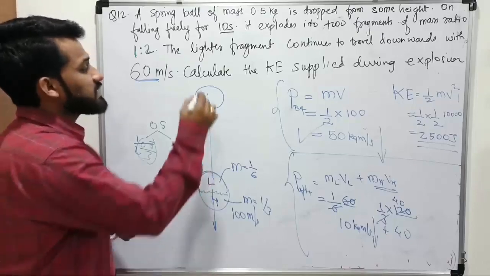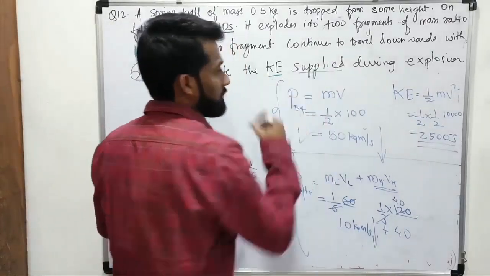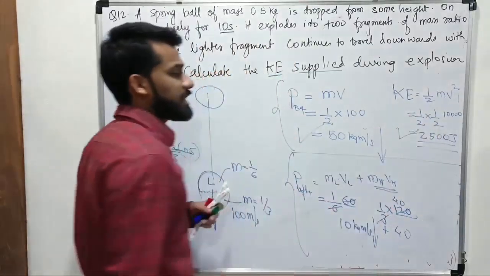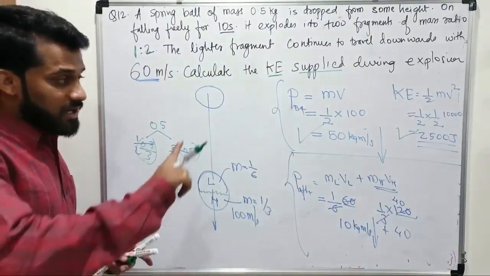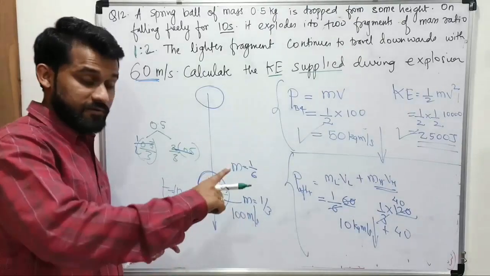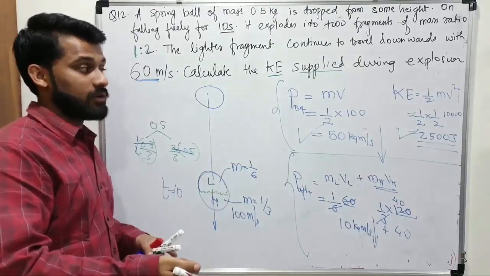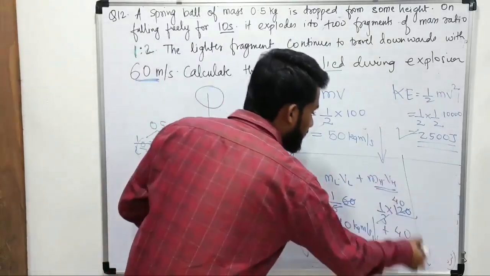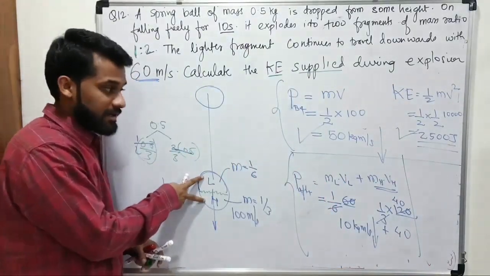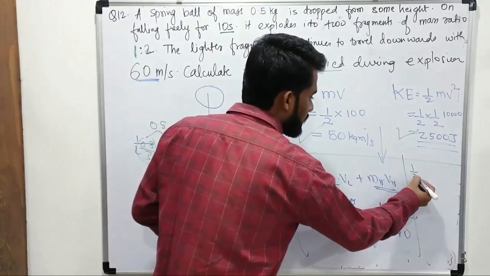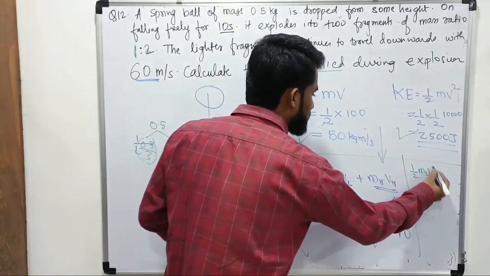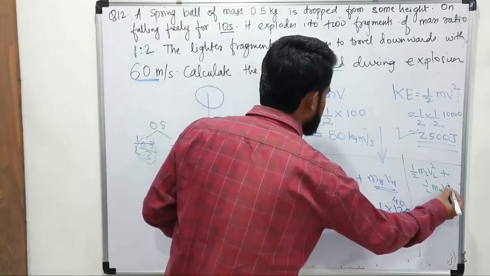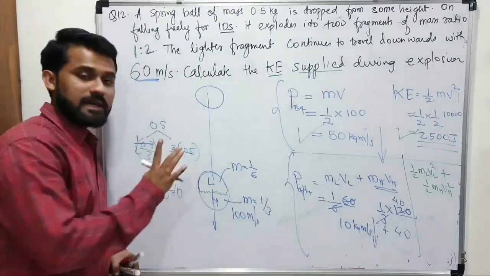The question is, calculate the kinetic energy supplied during the collision. Before collision, the ball's kinetic energy was 2500. After explosion, sorry, I'm repeating the word collision. After explosion, what is the kinetic energy? The kinetic energy of these two balls separately will be half m_L v_L square plus half m_H v_H square. This one's kinetic plus this one's kinetic.